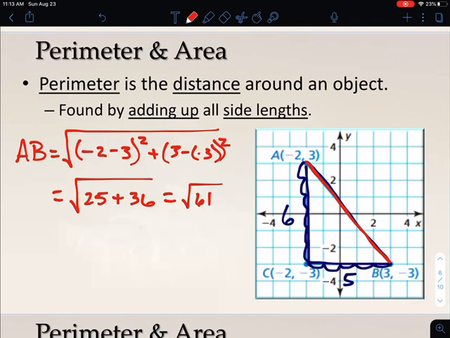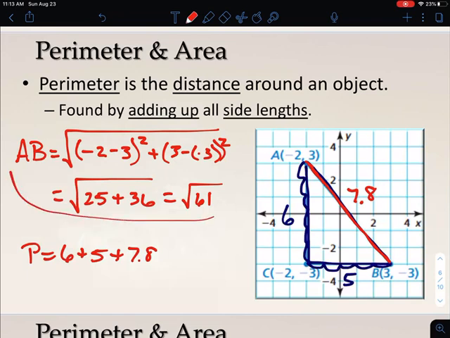And then I can take that and plug it in my calculator and get a decimal answer. So it's going to be 7 point something. We'll just call it like 7.8 for now. So from here, I can add up my 3 sides. So I can take the 6 plus the 5 plus the 7.8 for now. So just take the 3 sides, add them all together. So with those diagonal lines, find the distance like we did up here, plug it in your calculator and get a decimal answer, and then add up all the sides of the object.